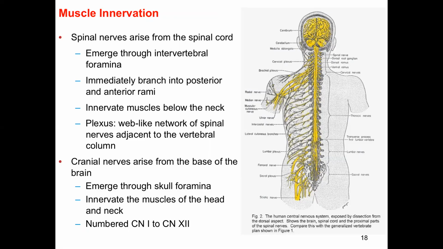Then you also have 12 cranial nerves, all right? So spinal nerves come out of the spinal cord between the intervertebral foramina, and they're going to be working on muscles below the neck, whereas cranial nerves come out through the skull, and they're going to innervate muscles of the head and neck, all right? Except for one of the cranial nerves. So again, these are paired, cranial nerves 1 to 12.